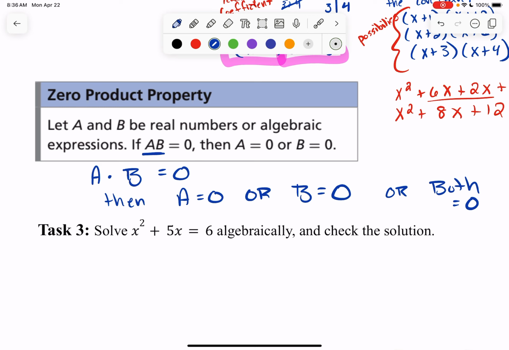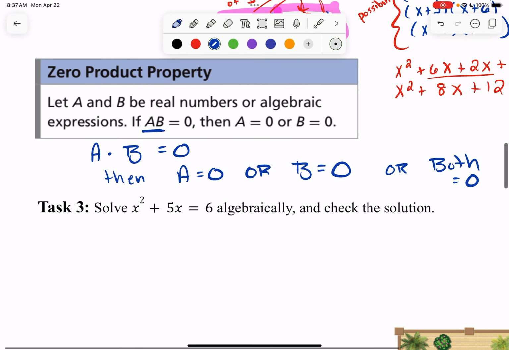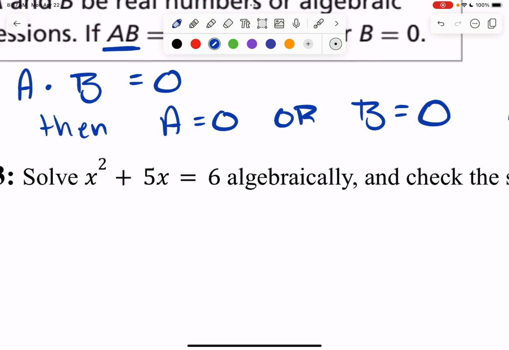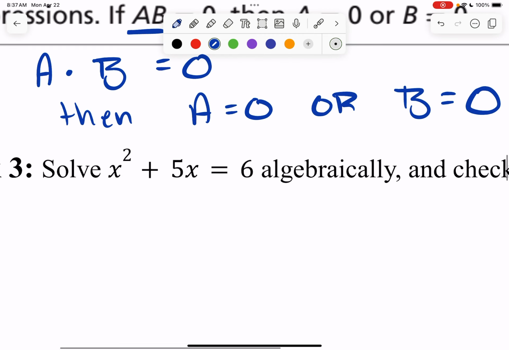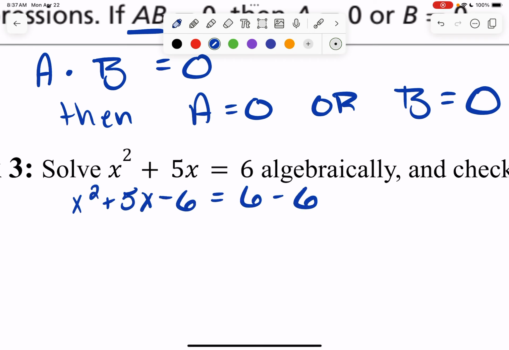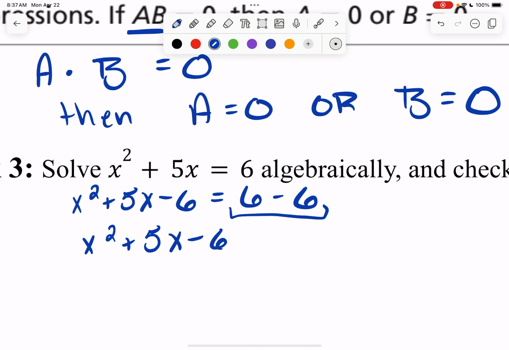So in this next problem, we want to solve x squared plus 5x equals 6. Does it obviously look like a zero product property? First of all, there's no zeros in it. But I can subtract 6 from both sides, and now this side becomes 0. Awesome, now I have a 0.